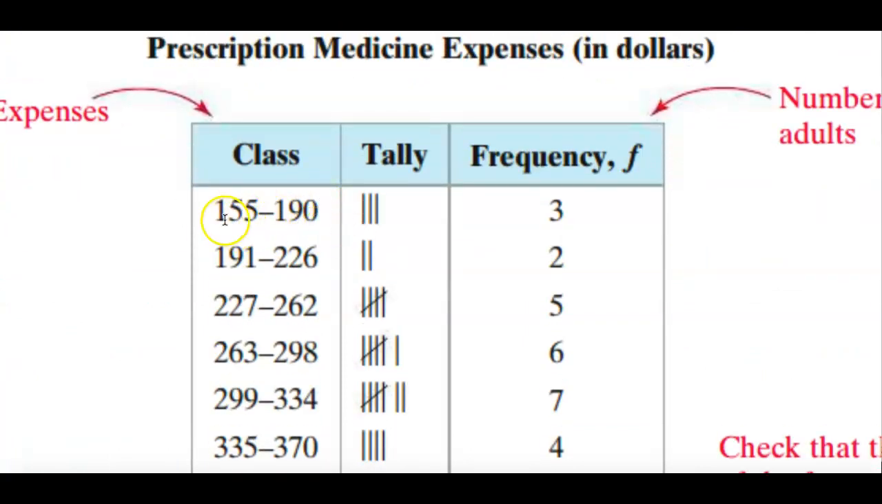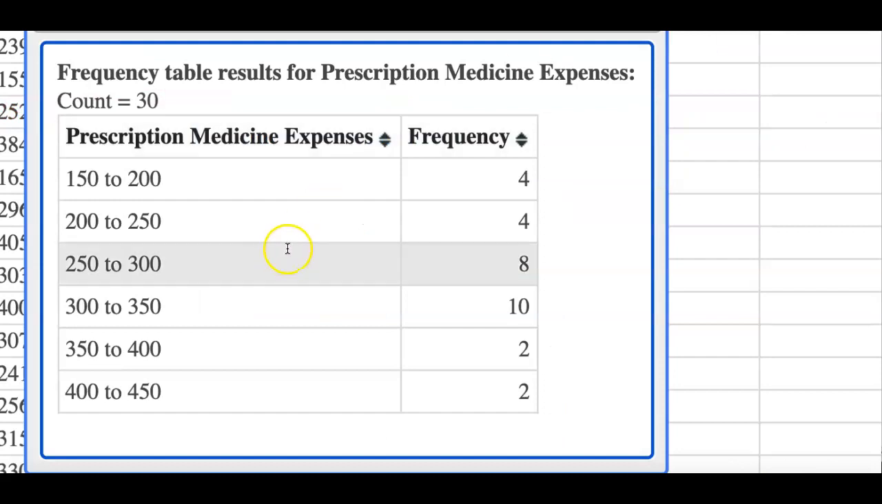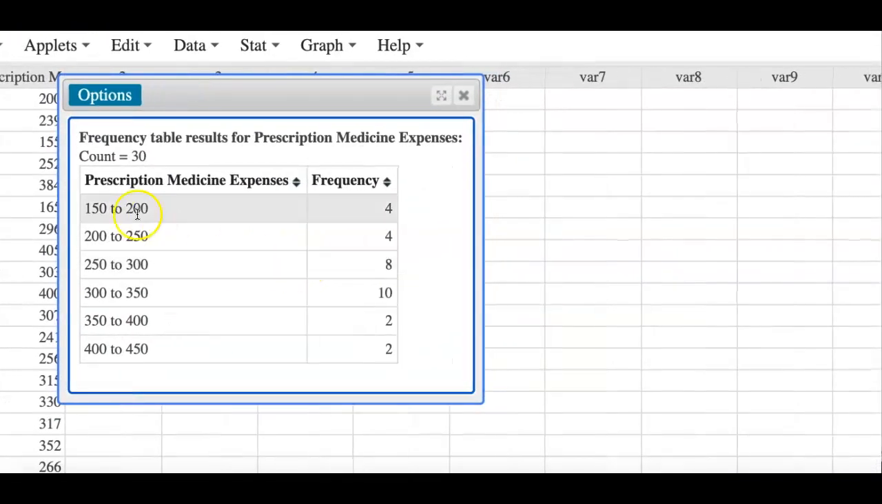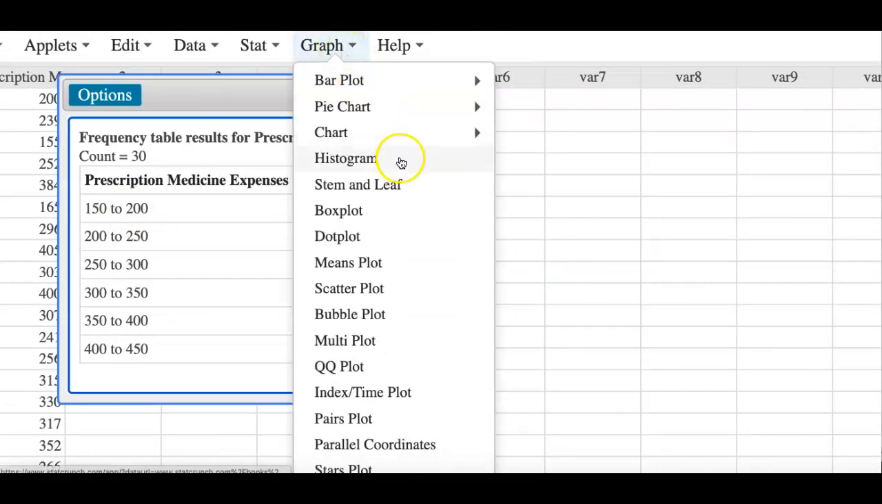But look at the next line down. It doesn't list the 190 again. It goes from 191 to 226. The next number is 227. See, the upper limit and the next lower limit are not the same number. I wish StatCrunch did it, but it's not doing it. So how do you know where 200 fits in? It shows it on the histogram.